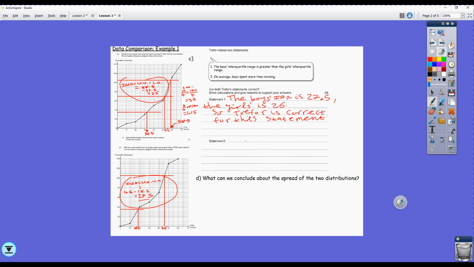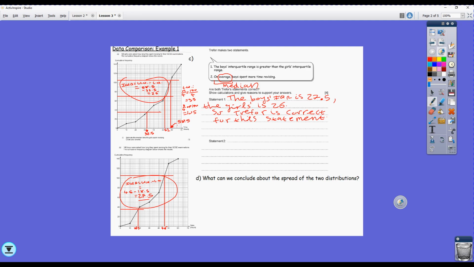Okay, statement number 2. On average, the boys spent more time revising. So in order to compare that, you need to look at that word on average. When you see on average and you're looking at cumulative frequency, you should be thinking of the median, because the median is the only average that we can get from these graphs. I can't work out the mean or the mode from these graphs. I can only work out the median, or an estimate for the median.